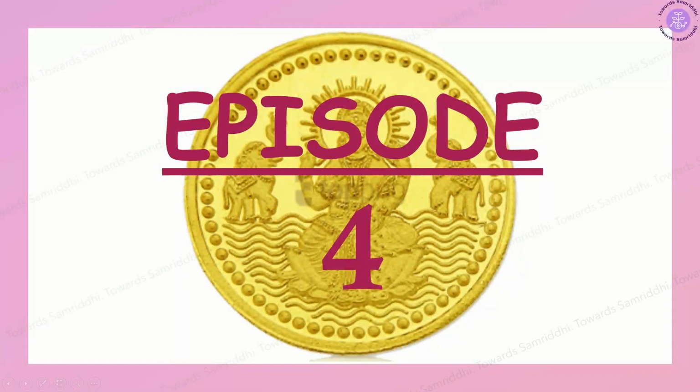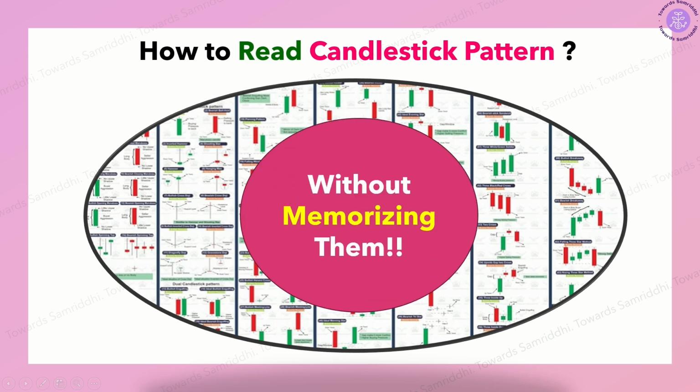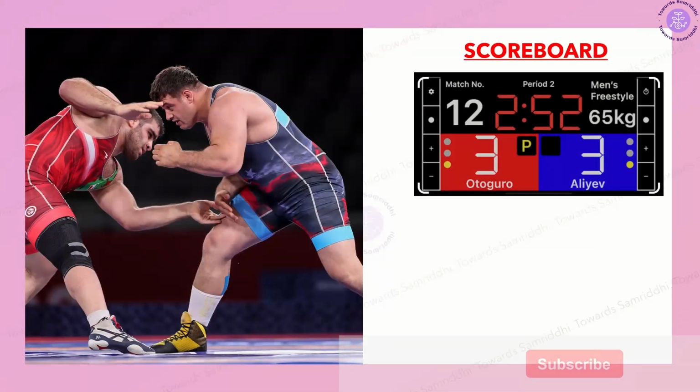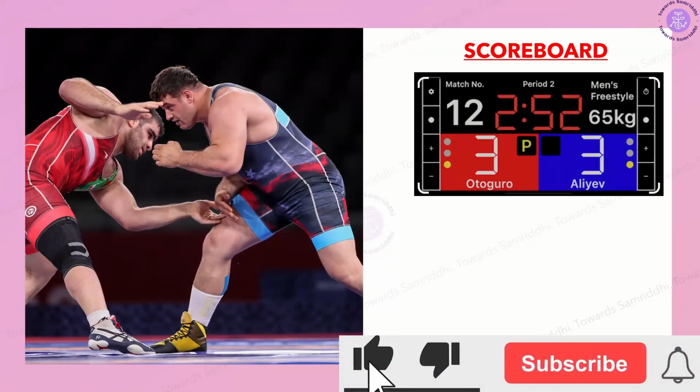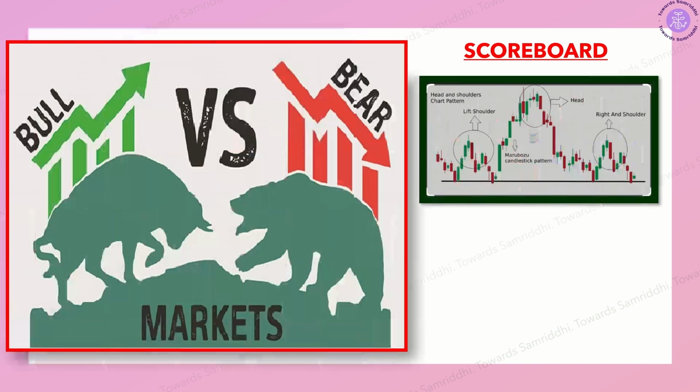Welcome to this episode, where we will explore how to read candlestick patterns like a pro, without memorizing them. Imagine the stock market as a wrestling match between two powerful opponents, the bulls and the bears. The candlestick acts as the scoreboard, revealing who is winning at any given moment. By learning to read these patterns, you will gain a clear picture of what is happening in the market.